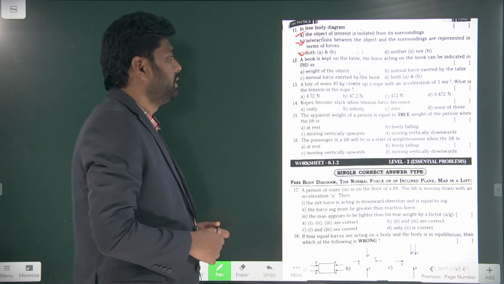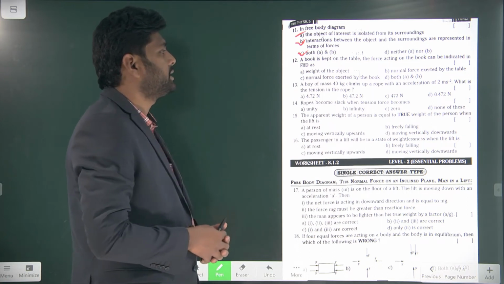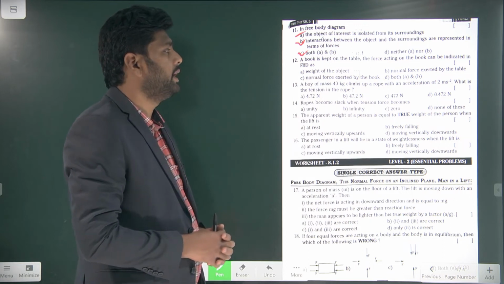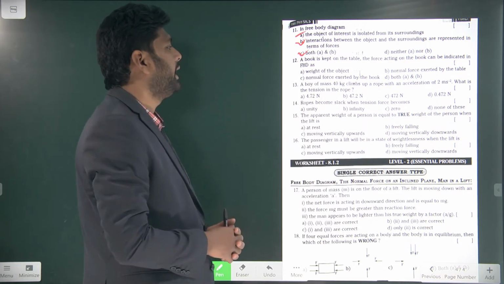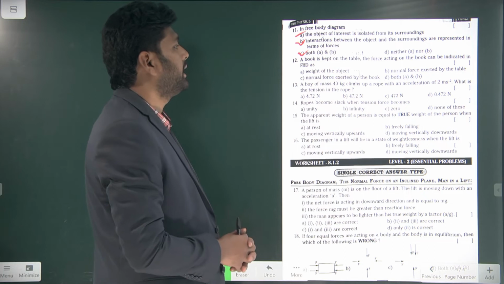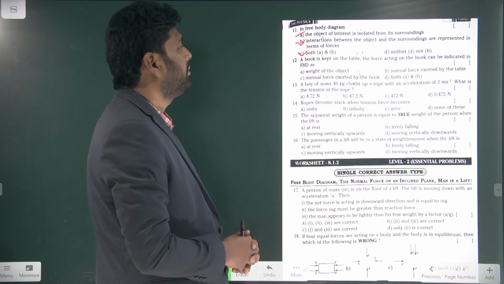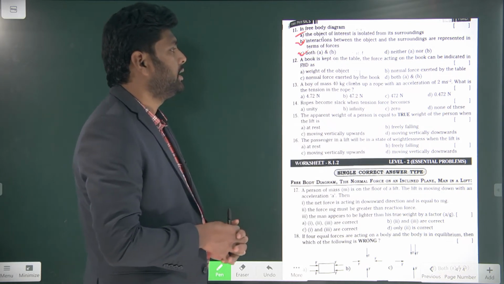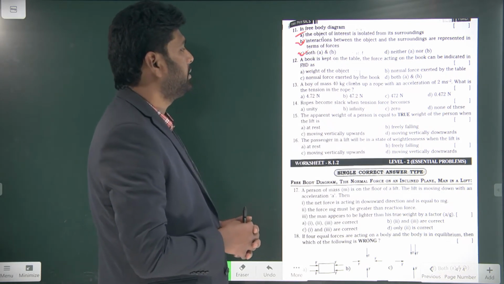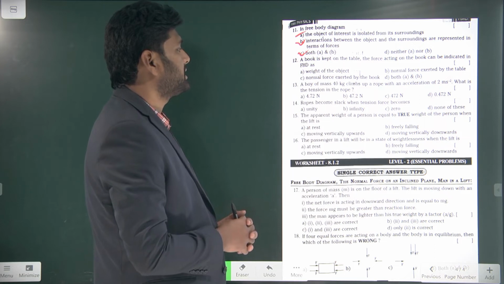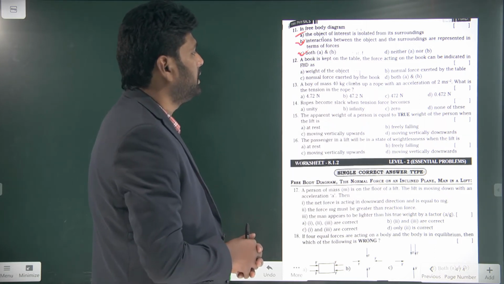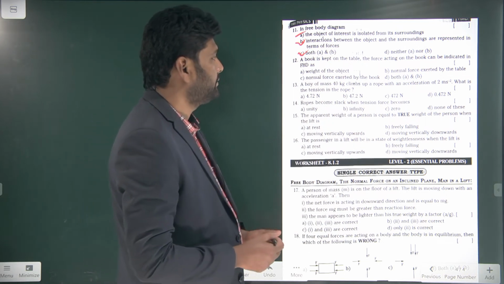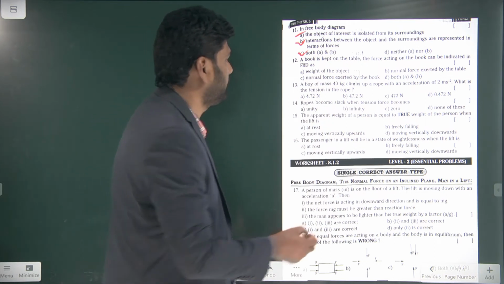Next, the 12th one. A book is kept on a table. The force acting on the book can be directed in the FBD as: weight of the object, normal force exerted by the table, normal force exerted by the book, both A and B. So what is the answer? Both A and B. Yes, you are right.